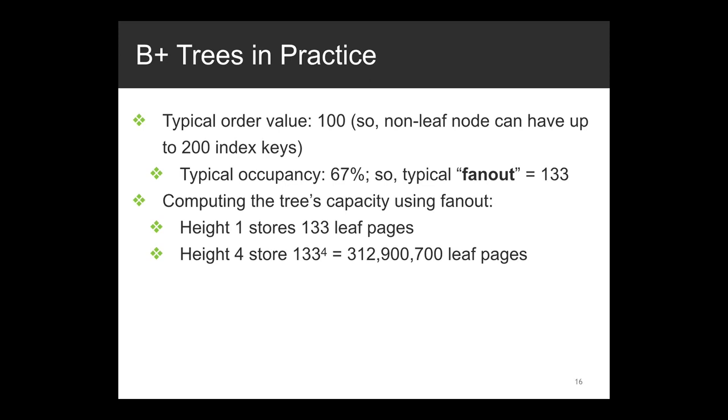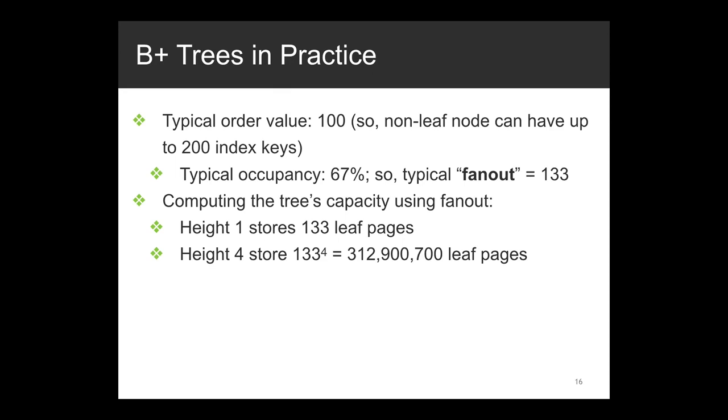So now how do you compute the capacity of a tree? The capacity of a tree means how many records can it index. Clearly, the number of records you can index dictates the size of the tree. If you have only 10 records, you don't need a very big tree. If you have a billion records, you need a bigger tree. And so, if you have only a tree of height 1, that means you only have the root node and the leaf pages. And that means with the fan out of 133, which means every node has 133 children, you can only store 133 leaf pages, right? You have the root node, then you have the leaf pages. All the way to height 4, then it goes up exponentially.